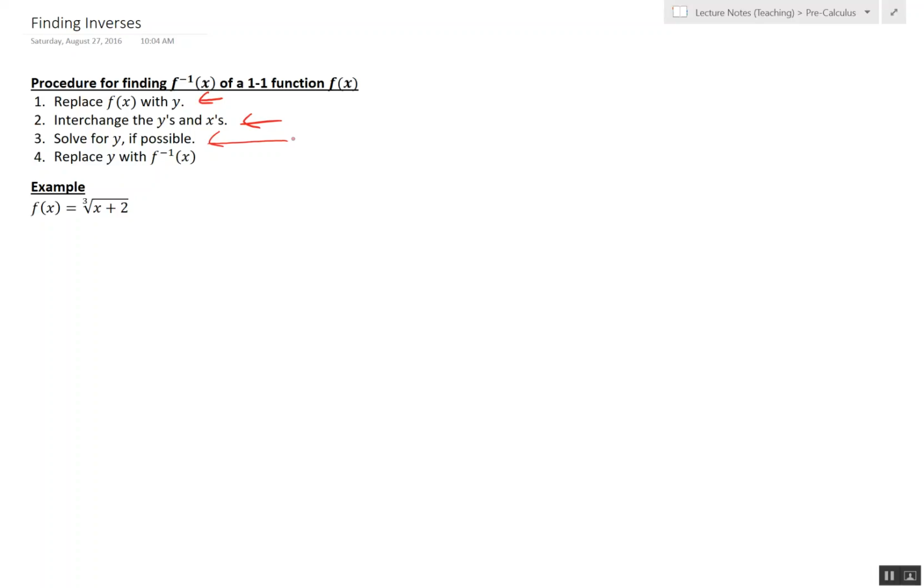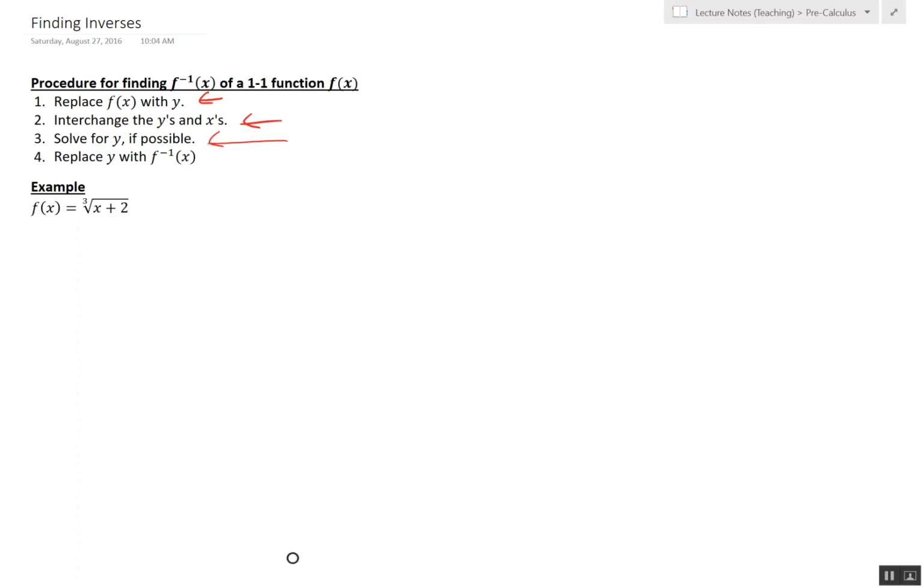But if you can solve for y, because you've changed the position of the x and y in the original equation, your y isn't f of x anymore, it's f inverse of x. And so at the very end, you will replace y with f inverse of x. So let's look at a quick example, and then that'll be done, which is nice after that last long video.